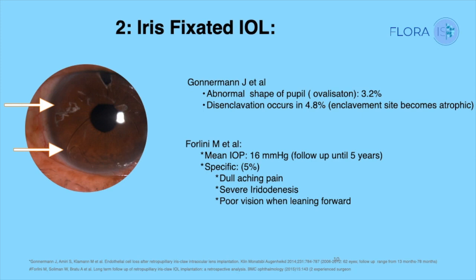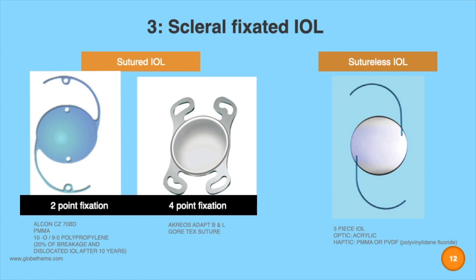Let's look at some setbacks of the iris claw lens. The pupil might become oval. There is also tendency of focal iris atrophy at the enclavation site, leading to disenclavation and subluxation of the IOL. Some patients also reported some form of visual disturbances, particularly related to posturing. This is due to relatively poor support of the iris tissue, as it is not a rigid structure.